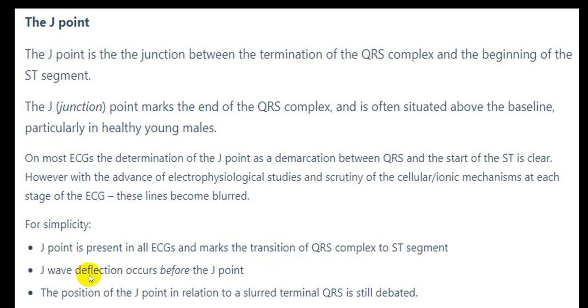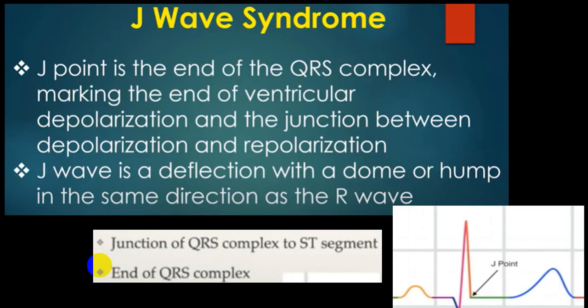And if there is a deflection which occurs before the J point, that is, at the end of the S wave and the starting of the ST segment, at that point if you get any deflection, we call it a J wave. And this identification of the J wave, the type of deflection, is very useful. So J point and J wave identification is useful. So if you get an appearance of a J wave, and if there are symptoms, we call that J wave syndrome.